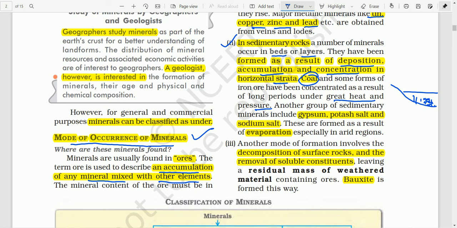Another group of sedimentary minerals include gypsum, potash, salt, and sodium salts. So these are formed as a result of evaporation in the arid regions. So these salts like gypsum, potash salt, and sodium salts are found in the sedimentary rocks, in the beds and the layers, due to the evaporation process. These crystals of salt will be present in the rocks. So it is mainly found in the desert areas.